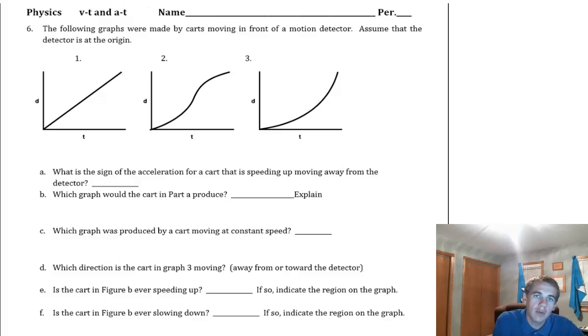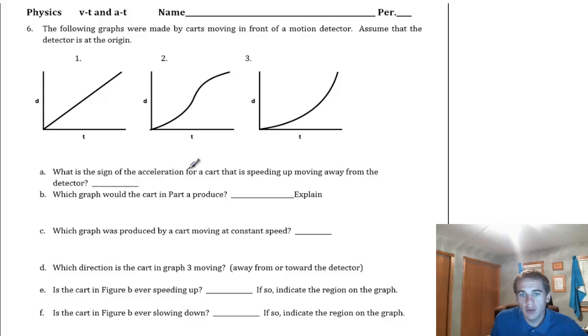Now, hopefully you remember that acceleration doesn't show me the direction an object moves, it doesn't show me the position an object is at, and it really doesn't even tell me if the object is speeding up or slowing down. Positive acceleration means that the final velocity is more positive than the initial velocity, and negative acceleration means the final velocity is more negative than the initial velocity.